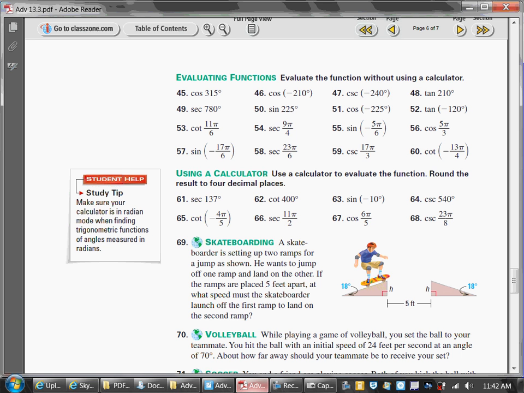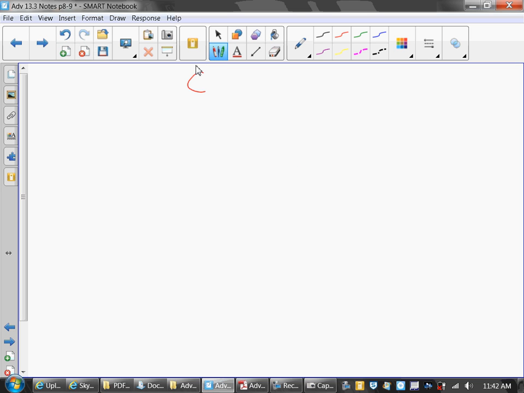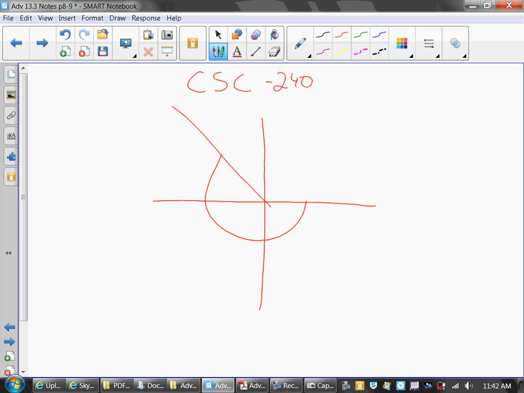On 47, we're cosecant negative 240. The cosecant negative 240. So first thing we do is we figure out where negative 240 degrees lines up. Here's 180. Go up another 60, and there's my 240. Which means my reference angle is 60 degrees. Do you agree on that?